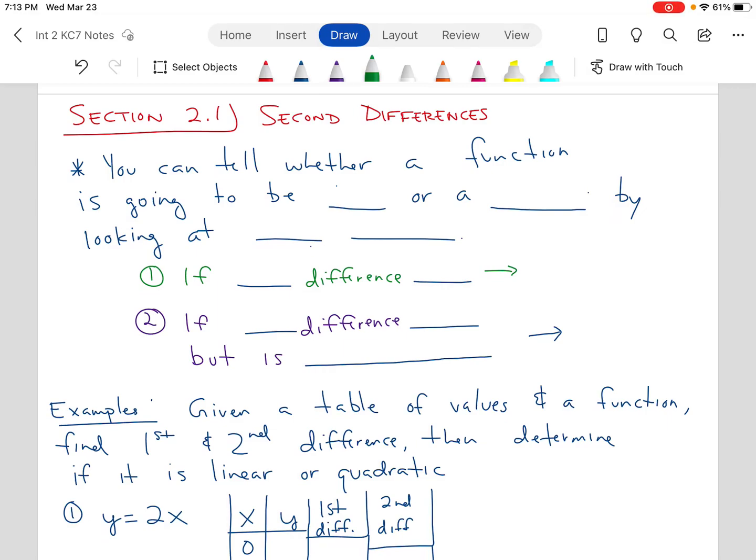Hi everyone, this is section 2.1 on second differences for integrated 2 KC7. Okay, so you can tell whether a function is going to be linear or a quadratic. Remember, a quadratic is a U-shaped graph, by looking at the second difference.